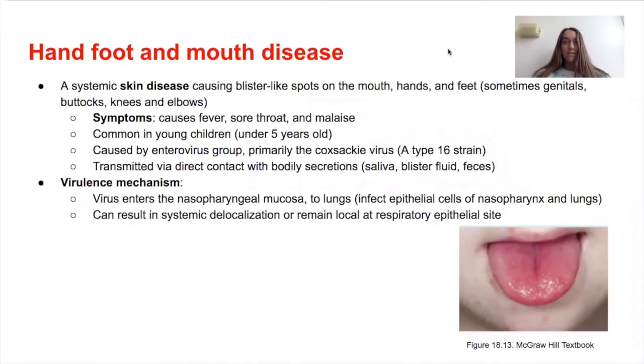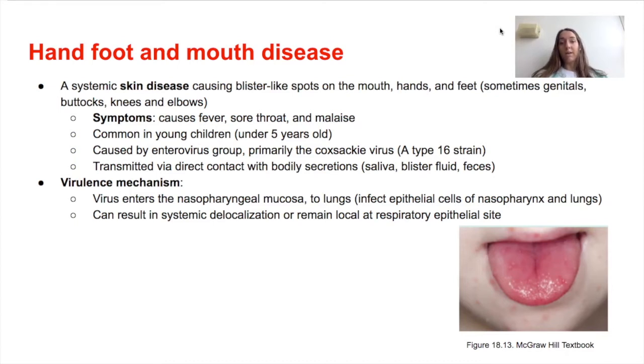Okay, so the next disease that we're going to look at is hand, foot, and mouth disease. And it's a systemic disease, a skin disease, that causes blister-like spots. And these spots usually begin showing up in the mouth and then move to hands and feet, and sometimes can also migrate to genitals, buttocks, knees, and elbows as well. Some of the symptoms that come along with hand, foot, and mouth disease: it can cause fever, sore throat, and malaise. And it's most common in young children, typically under 5 years old.